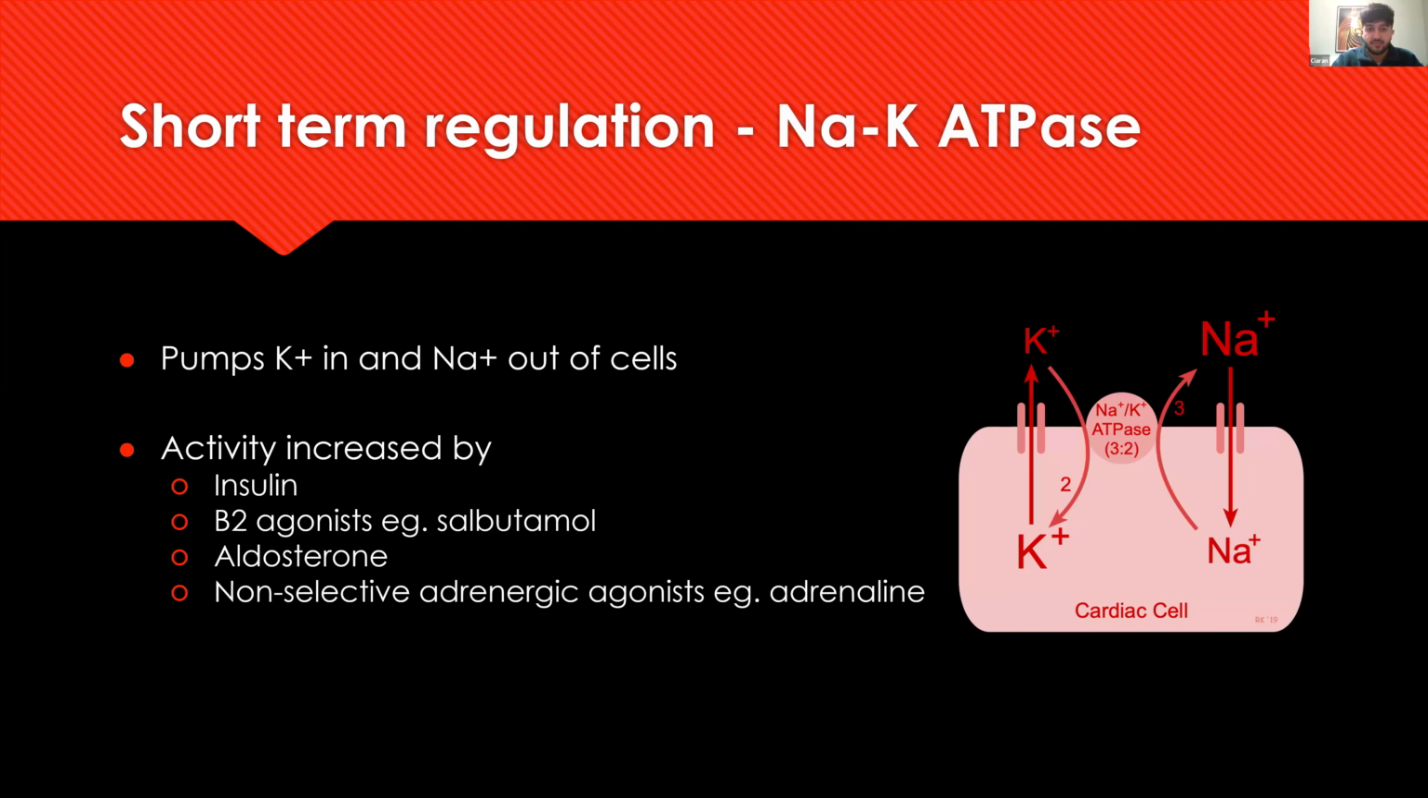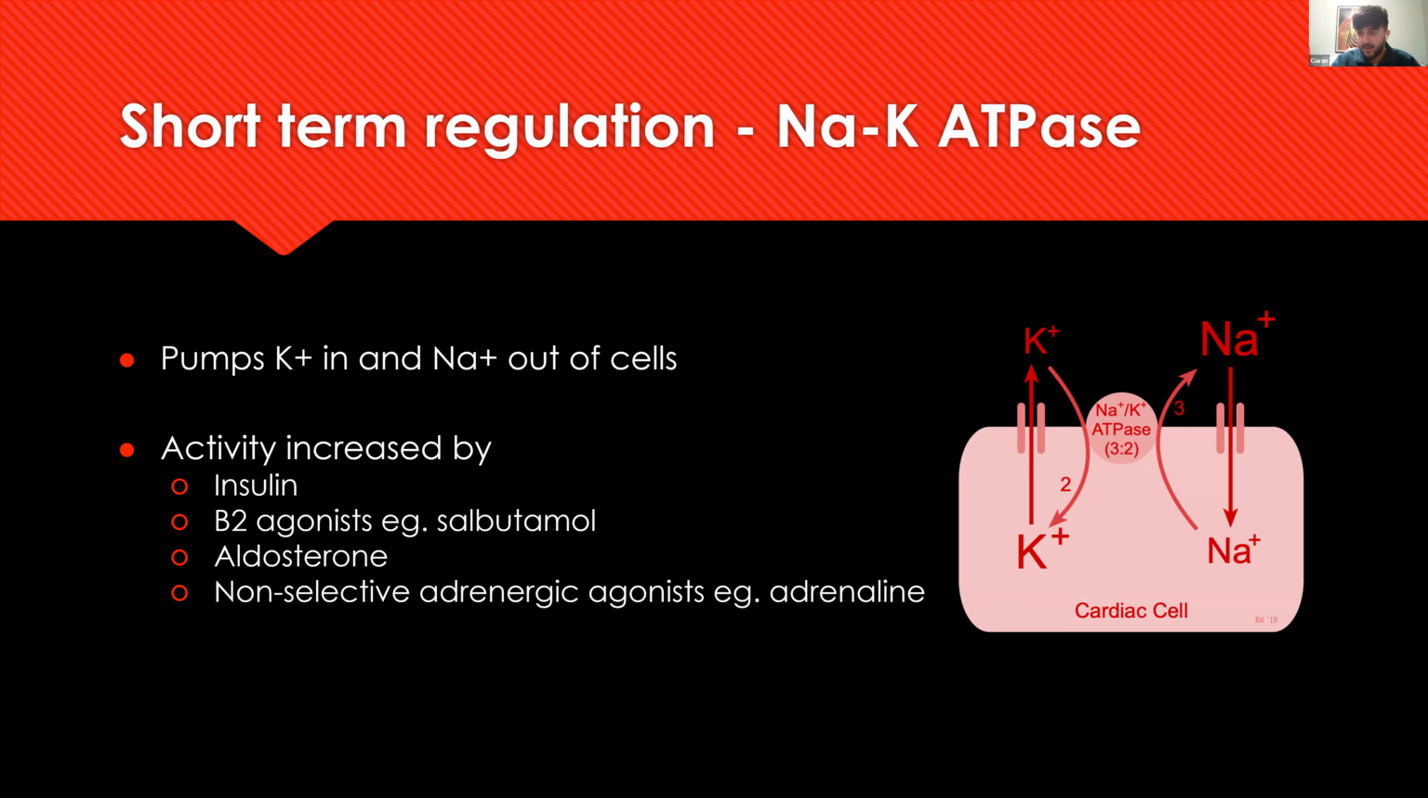In terms of short-term regulation, we have the sodium potassium ATPase. As you can see on the right, I'm sure you'll all be familiar with this. It's got that 3:2 stoichiometry of sodium to potassium. And really the logic behind this is that if we have too high potassium in the extracellular fluid and we have a hyperkalemia, in the short term, what we can do is try and pump that potassium into cells where there's essentially an intracellular reservoir. And while we're not affecting the overall potassium status of the body, we're just shifting that potassium between compartments.